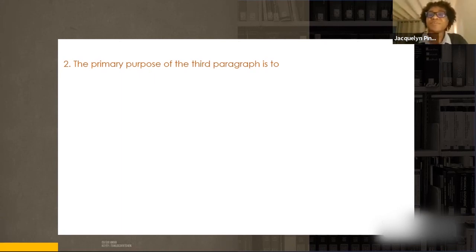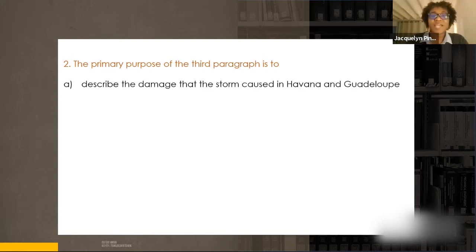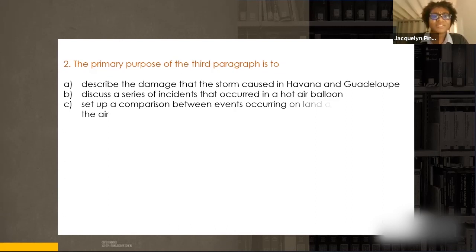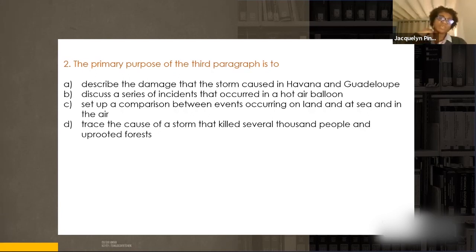The primary purpose of the third paragraph is to describe the damage that the storm caused in Havana and Guadalupe, discuss a series of incidents that occurred in a hot air balloon, set up a comparison between events occurring on land and at sea and in the air, trace the cause of a storm that killed several thousand people and uprooted forests.